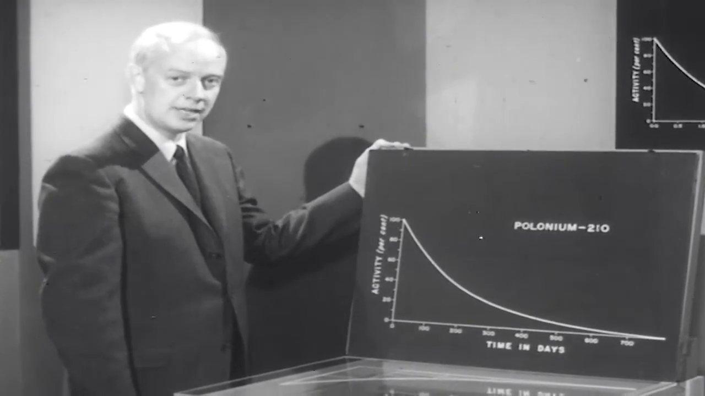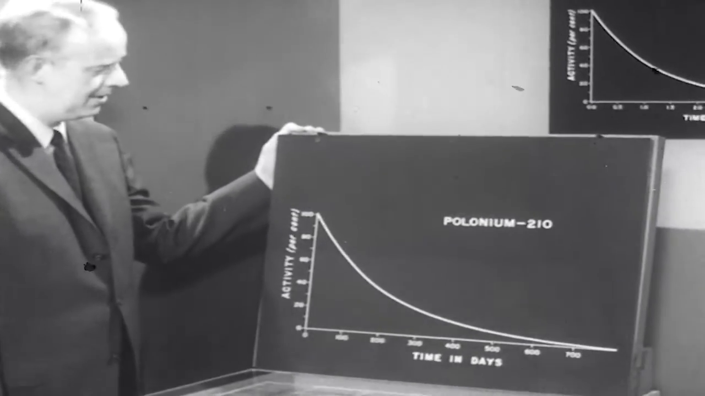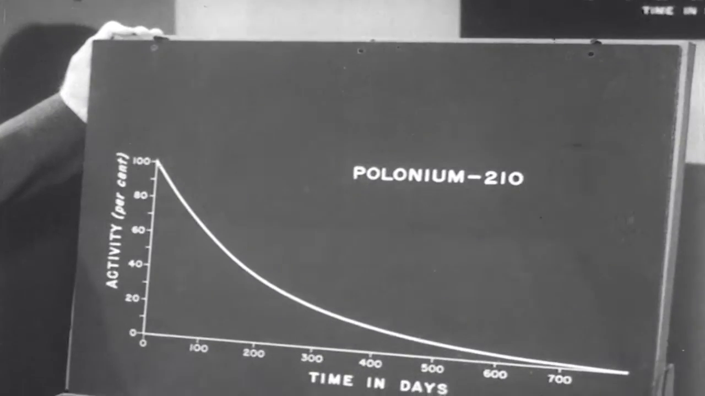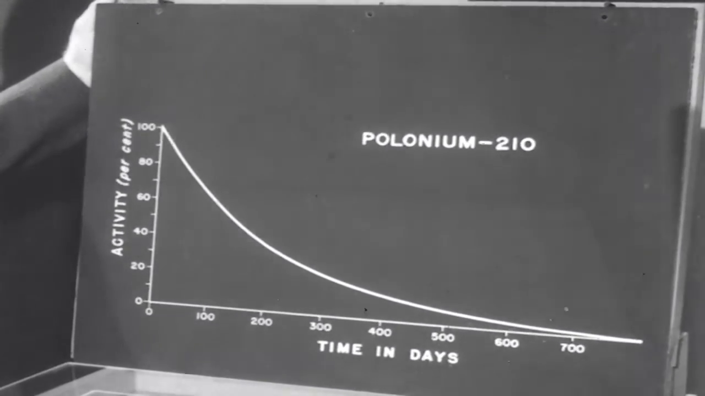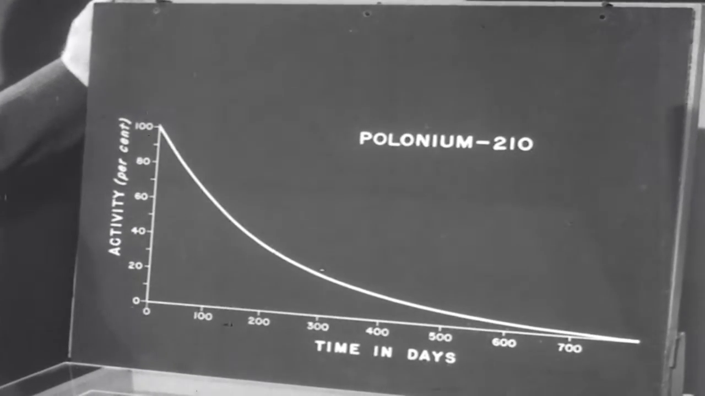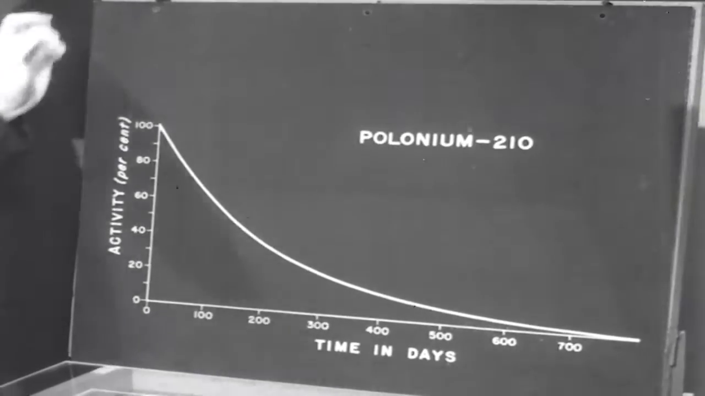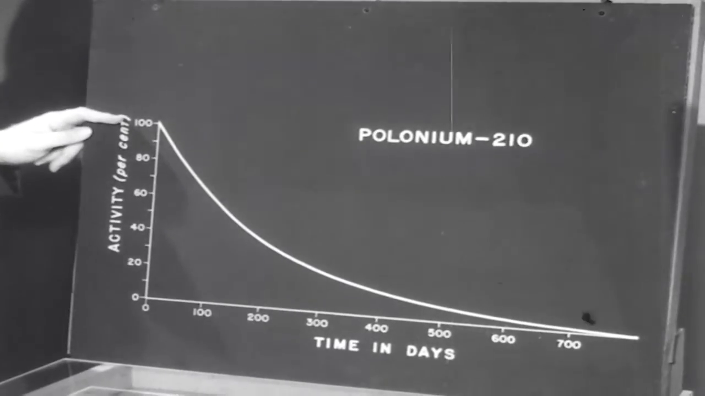Here's a picture from your textbook. A graph of the activity of a sample of polonium plotted against time in days. You can see that the activity, that is the number of radioactive disintegrations in the sample, decreases as time goes on. The activity at the start is 100%.